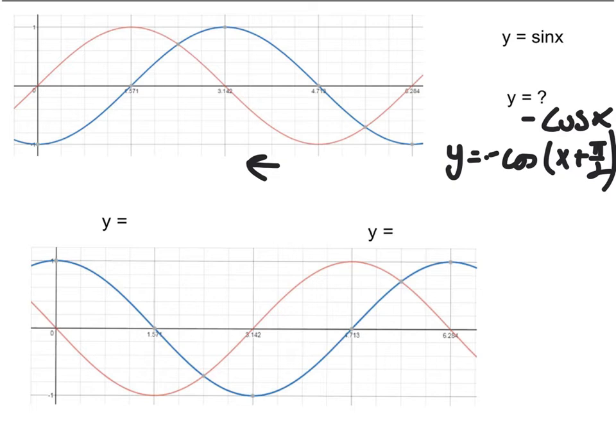Same deal here. So let's look at this graph. If we're looking at this red graph here, you can see that it starts at 0, but it goes down first. So this is going to be negative sine. And then what is the other one? Well, the other one starts at 1 and ends up at 2 pi. That's just cosine x.